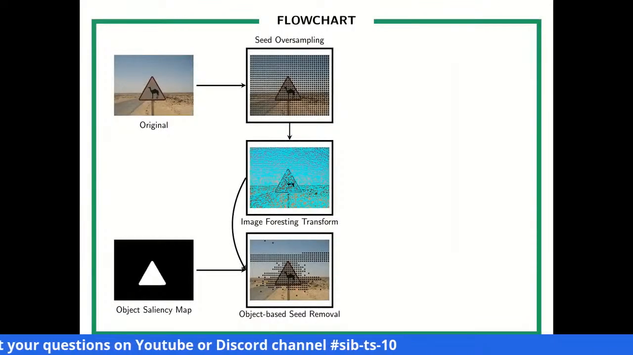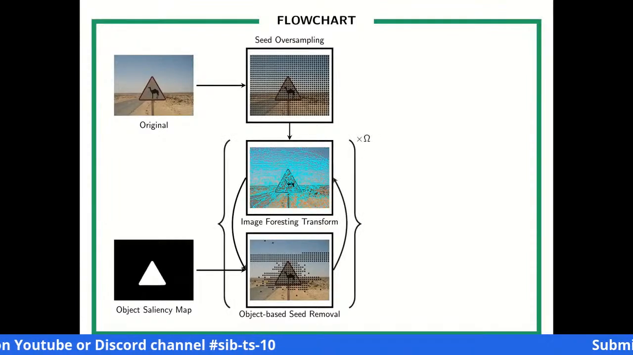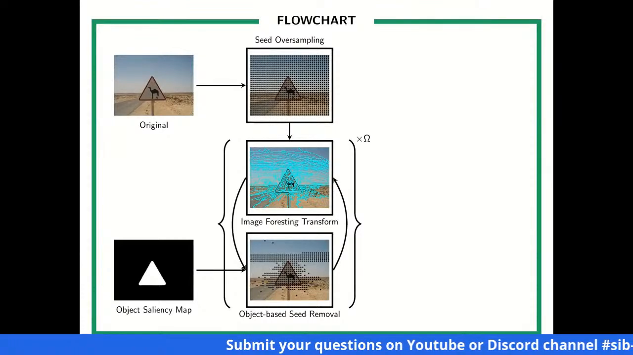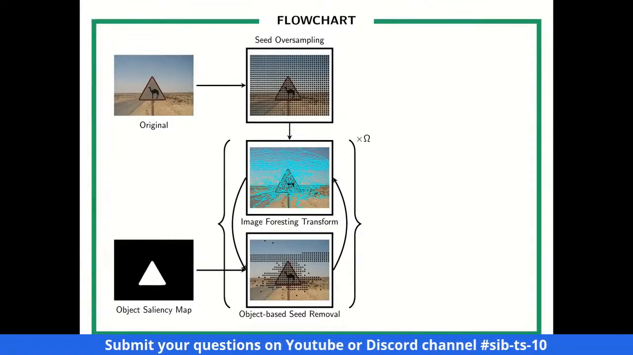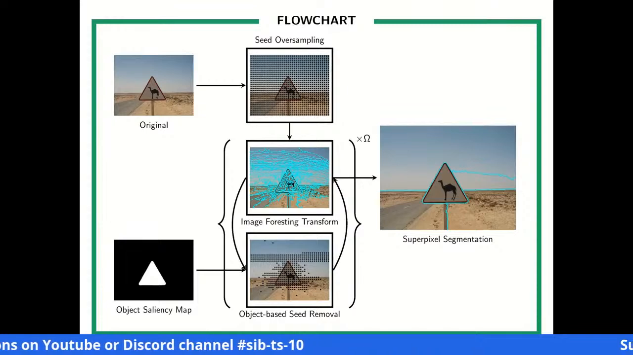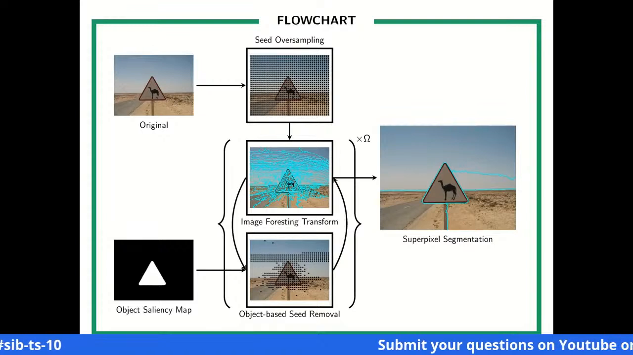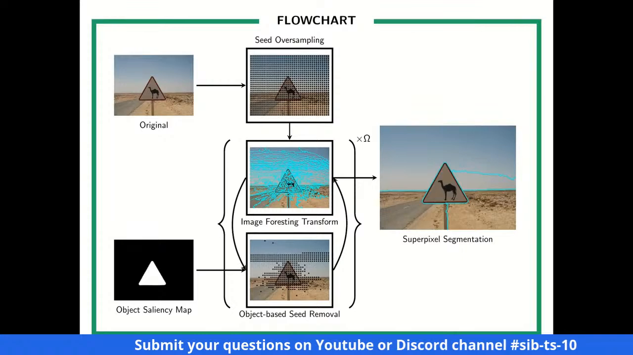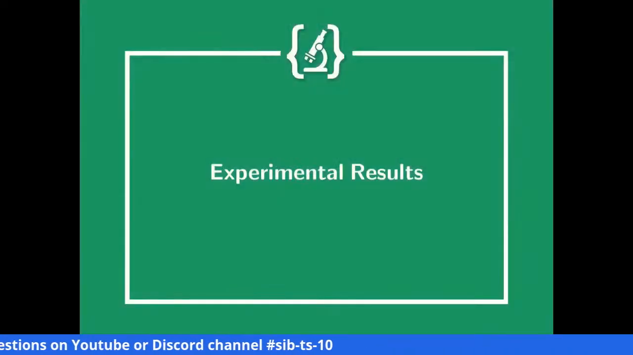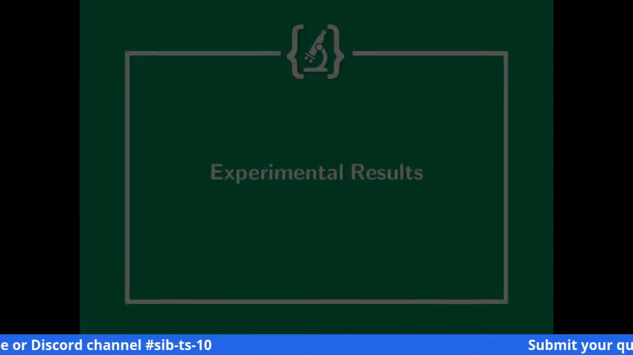After removing irrelevant seeds, the updated seed set is used for a new execution of the IFT algorithm. This process is performed many times until the desired number of superpixels is finally achieved. In most practical cases, all this requires only 5 iterations, whereas the majority of seed-based approaches perform 10 for any desired superpixel quantity. Now, I'll present our results.